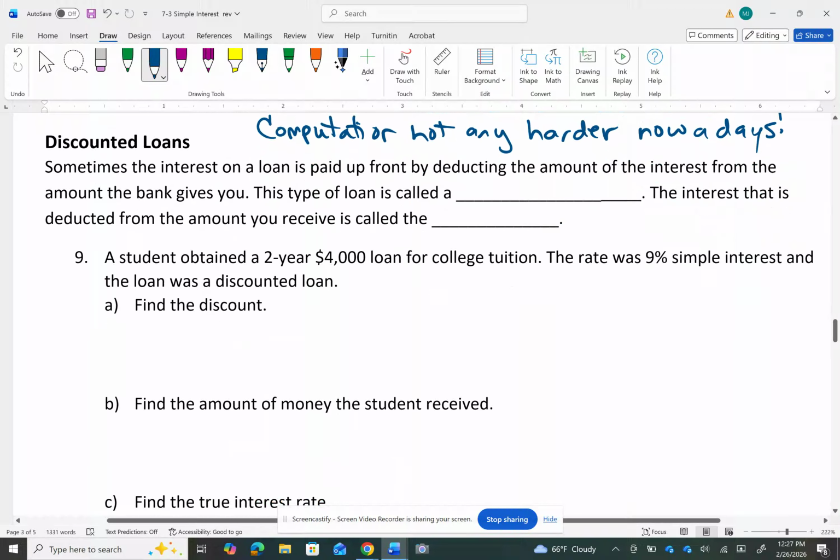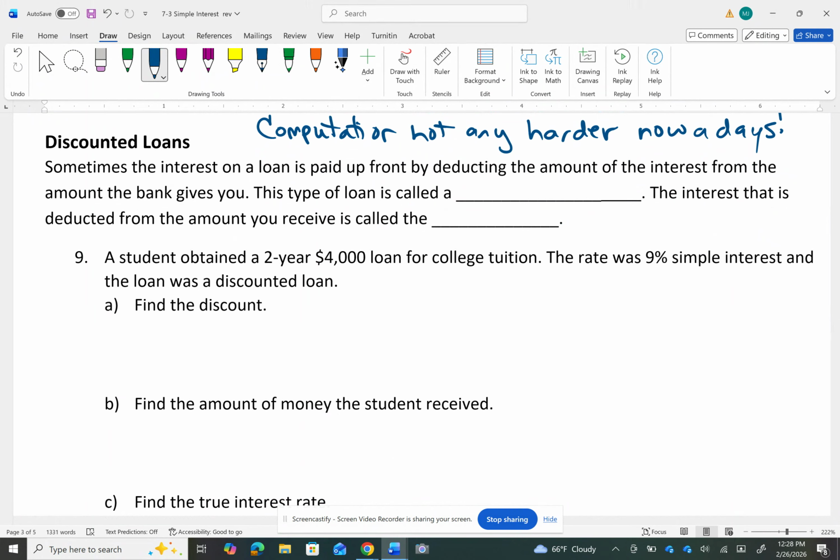There's a type of loan called a discounted loan. All right, and so let's see what it entails. It's kind of an interesting concept. So what happens with these loans is the interest on the loan is actually paid up front, right away. And they do that by deducting the amount of interest that would be owed from the amount that you get.